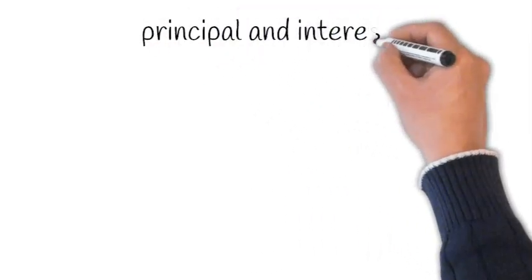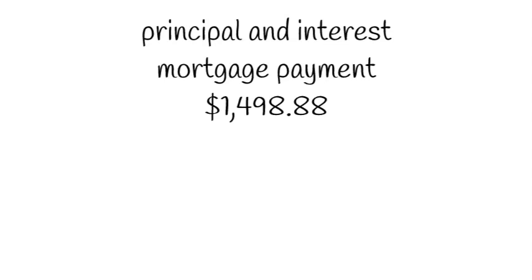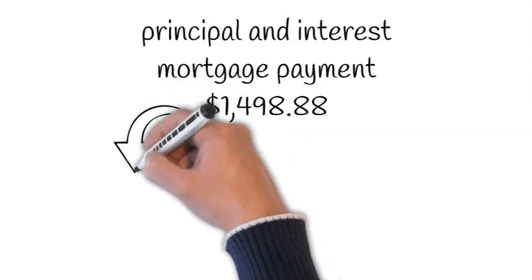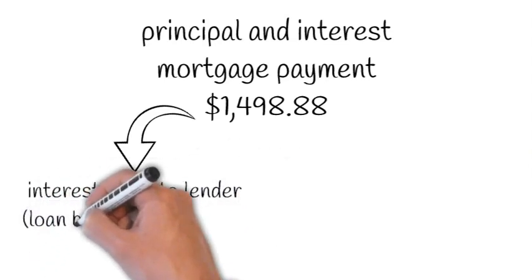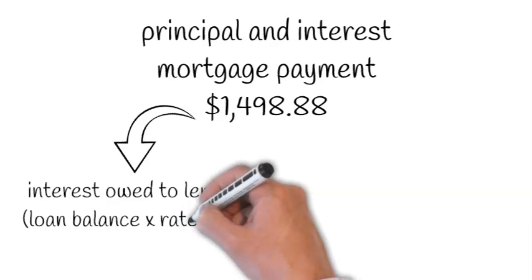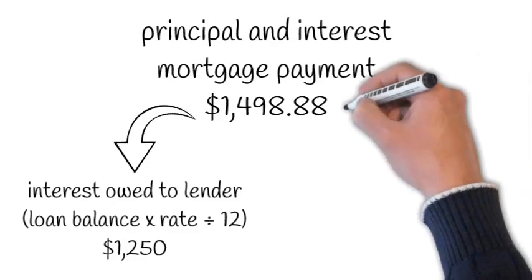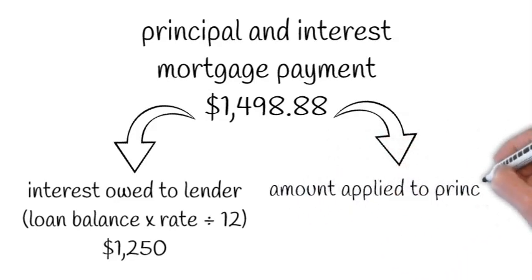As mentioned, a mortgage payment is comprised of two parts: the principal, which is how much you are borrowing and paying back, and the interest, which is the cost the lender charges to borrow the money. We just calculated the interest owed using the formula loan amount times annual rate of interest divided by 12. We must always pay the lender what is owed to them in interest first. Then, the remaining portion of the mortgage payment can be applied to the principal balance.